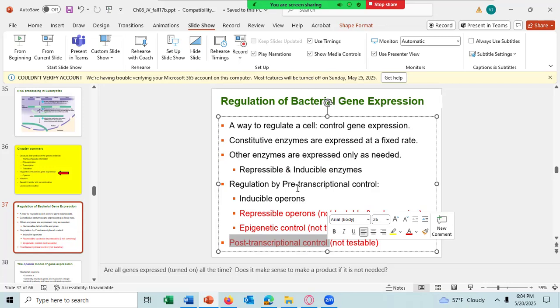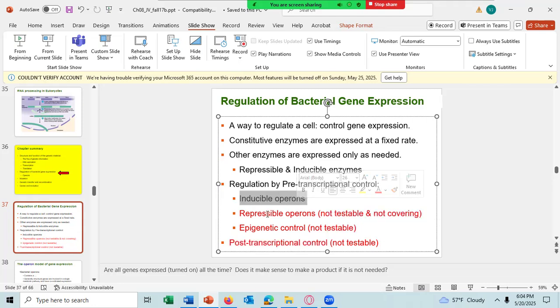You can regulate a gene by pre-transcriptional control, by an inducible operon, and we'll talk about that. You can also regulate the gene by a repressible operon. We're not going to talk about that. It's similar to an inducible operon, just a little different. We're not going to cover it. You're not going to be tested on it.